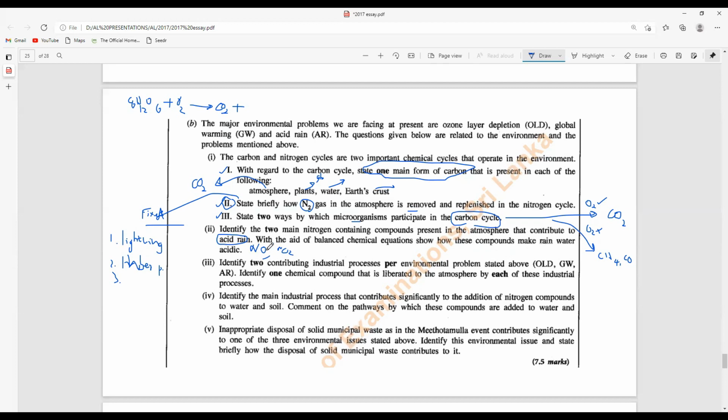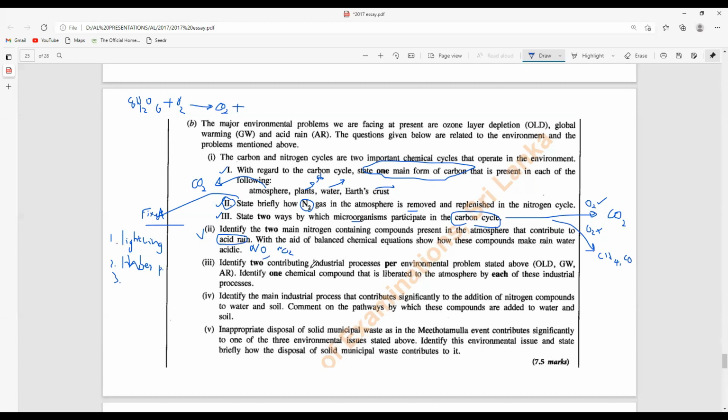With the aid of a balanced chemical equation, show how these compounds make rainwater acidic. So we have discussed this many times, right? So NO with oxygen will give NO2, and this formed NO2 and the NO2 already present in the atmosphere will react with water and oxygen to form HNO3, and finally HNO3 dissociates in the aqueous media to give H+ and NO3-. So these reactions are very straightforward.